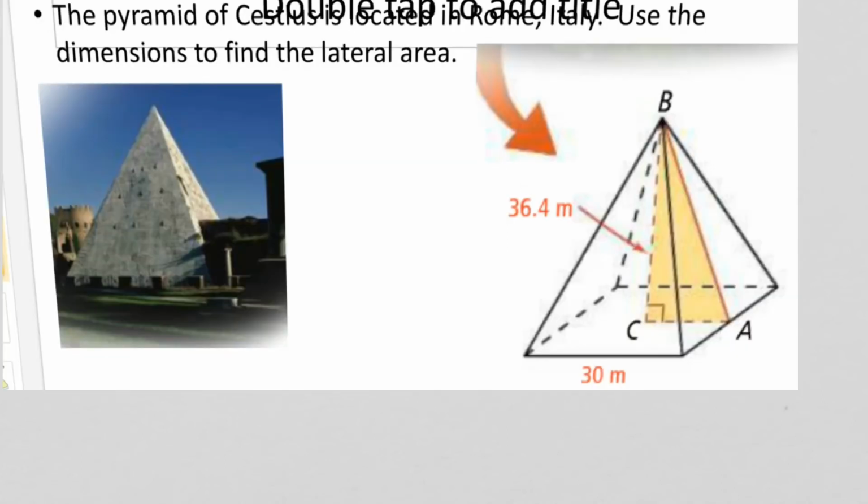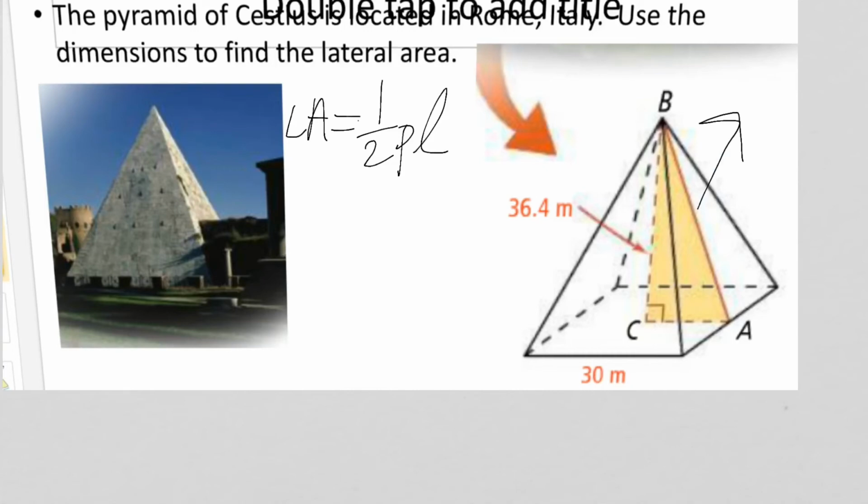Okay, in the next example, we have a square pyramid from Italy. We want to find the lateral area. Now it doesn't say it, but this is a square pyramid base. So if I wanted to find the lateral area, I would need to figure out the perimeter times the slant height, the L. What's missing from this is the slant height. Here it is right here.